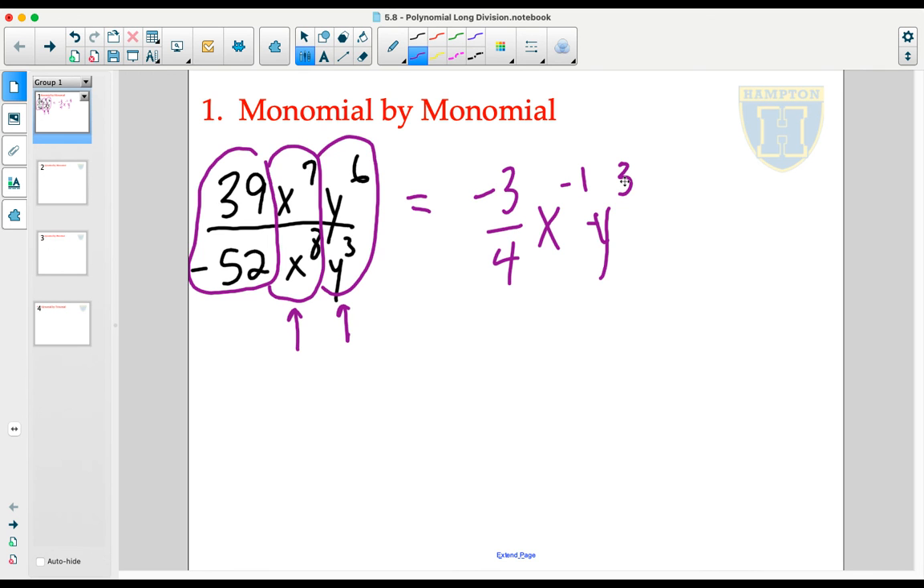Generally speaking, we do not want to give a response in a monomial divided by monomial situation that has a negative exponent in it. As a reminder, remember that negative exponents are simply just repeated division, so we'll move the x to the denominator and join the 4, while the y to the 3rd remains in the numerator with the negative 3.